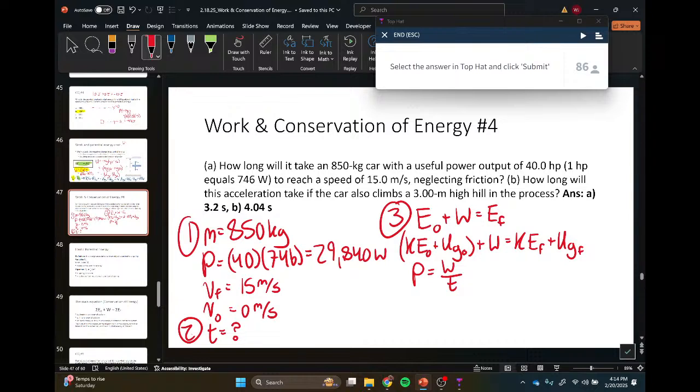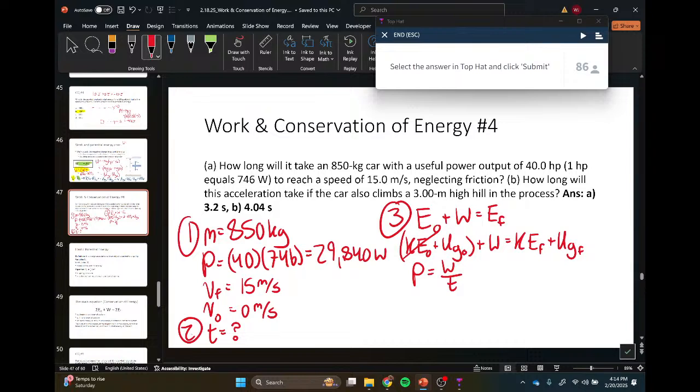Clearly, if I want to find time, I need work and power. I only have power. So we just go to the energy equation and we say, am I moving in the beginning? You tell me, am I moving in the beginning? No. My initial velocity is 0. Boom, that term goes away.